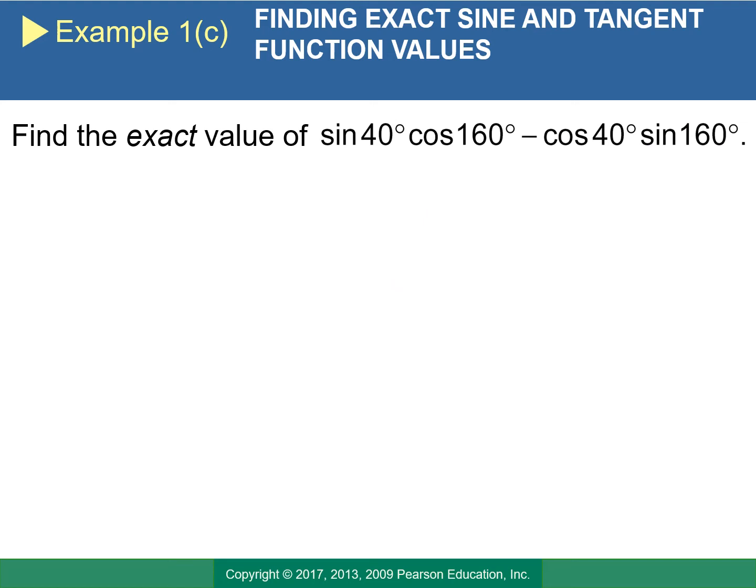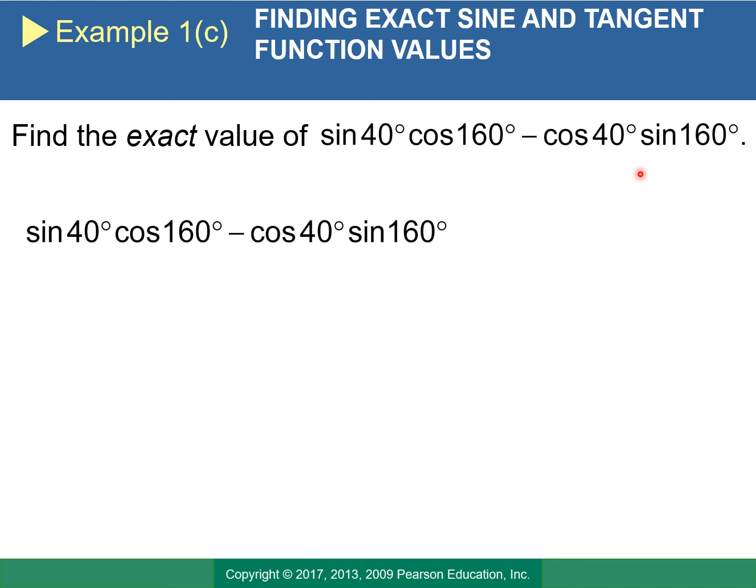New example: find the exact value of sine 40 degrees cosine 160 degrees, minus cosine 40 degrees times sine 160 degrees. If you recognize what's going on here, this is the opposite of what we've been doing in the previous two examples. You're starting with what would be the right side of our equation, and you're going back to the left side. Is this a sum or a difference of which function, sine, cosine, or tangent?